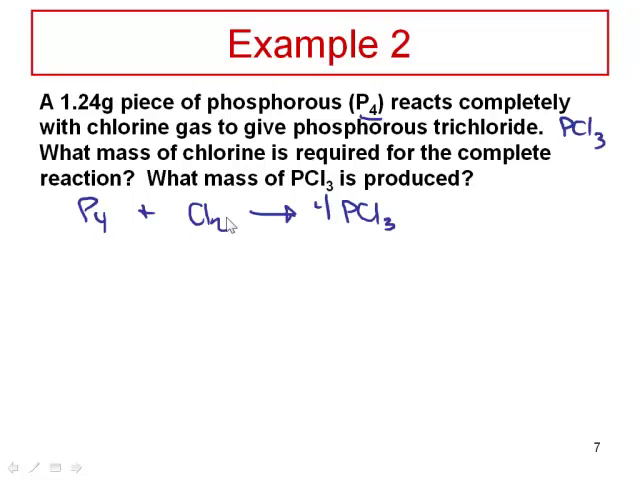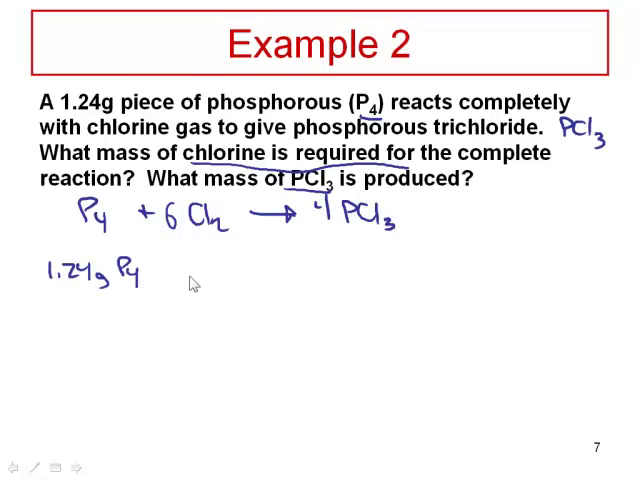Put a 4 in front of that. And then what? And then a 6 in front of that. So 6 there in front of my chlorine. That is the balanced equation. That is totally correct. Now here we go. There's two things we need to find. It's asking what mass of chlorine is required for the complete reaction and what mass of this is going to be formed.